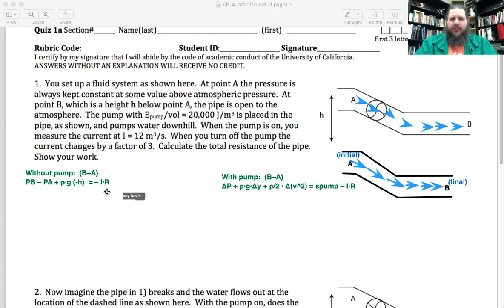Meanwhile, for the with pump situation, I think we can write out exactly the same left side, because the left side still has a change in pressure and a change in height, same change in pressure, same change in height as before, and no difference in cross-sectional area. So the speed at A and the speed at B will be the same as each other. But now there is a pump, so we'll include the E pump term.